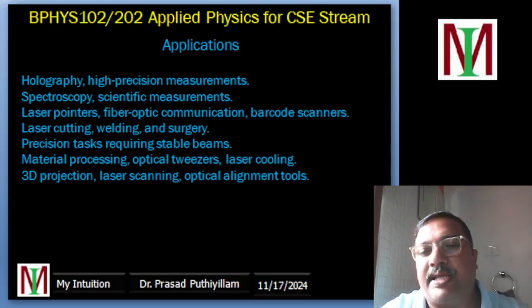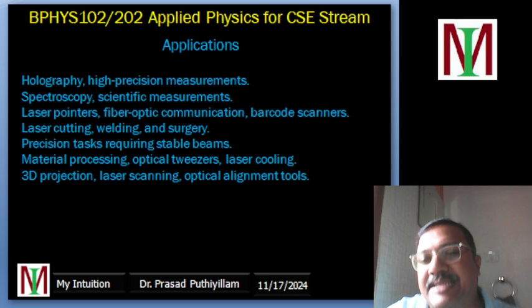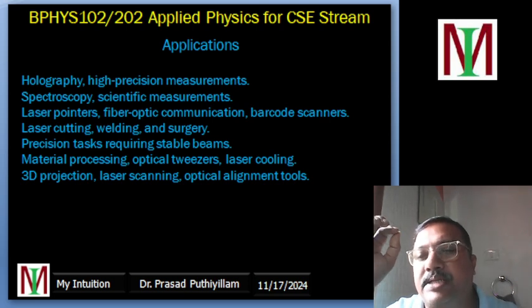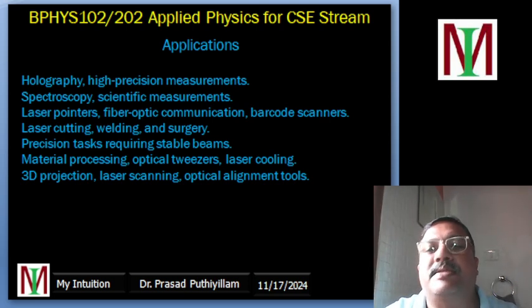The directionality and the high intensity, this makes the laser very ideal for laser cutting, laser pointers, barcode scanners, fiber optic communications. So this ability to focus the beam precisely and maintain its intensity is very essential in these fields. Then comes the high brightness and polarization.